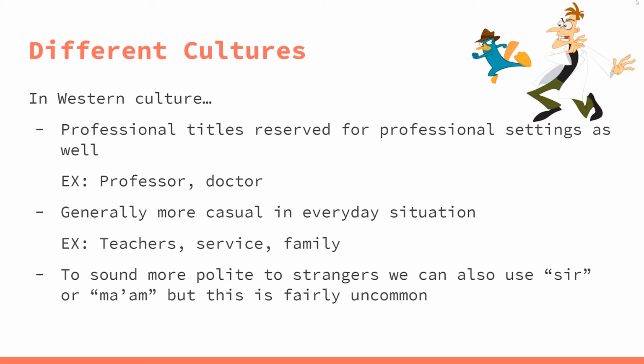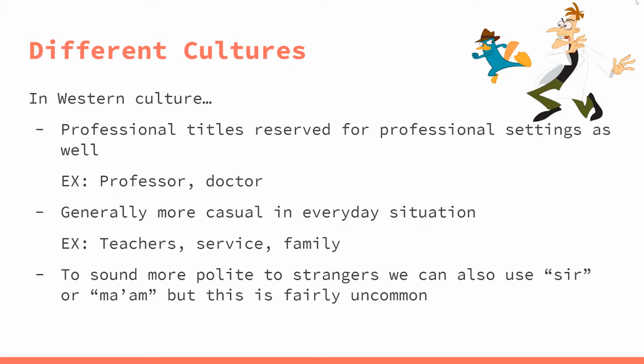In Western cultures, we reserve professional titles for professional settings as well. For example, when we refer to a professor, we would call them Professor blank, where blank is their name. And if we're in a doctor's office, we might call a doctor just doctor, or we might call them doctor and their name. And in everyday situations, we are generally a lot more casual.